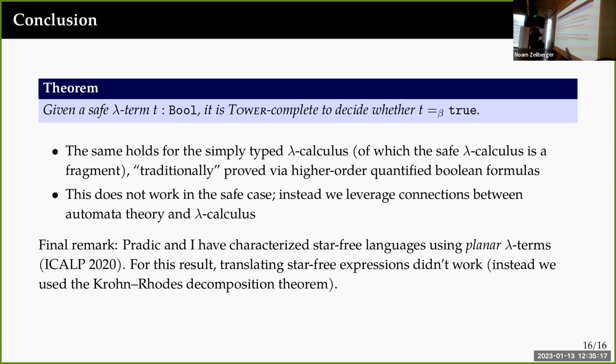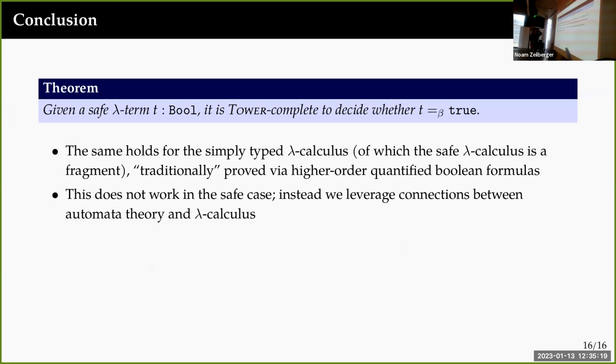So to conclude, the new thing that we show is that given a safe lambda term, it's tower complete to decide whether it goes to true. Actually, it's also in tower to decide beta convertibility for two arbitrary safe lambda terms, because that's already the case for arbitrary simply typed lambda terms. So the membership part is not new, but the hardness part is new.